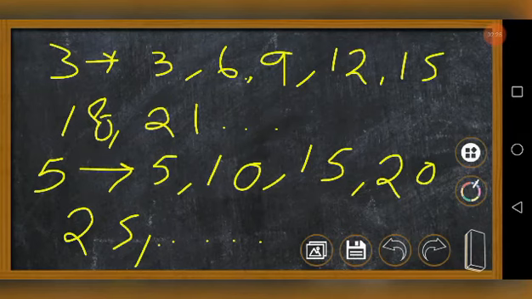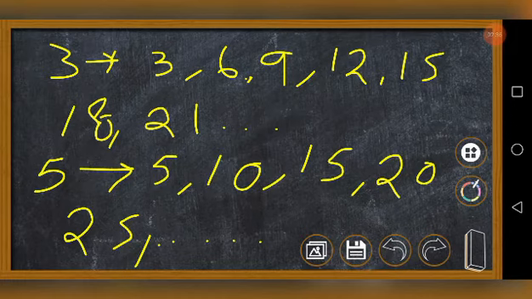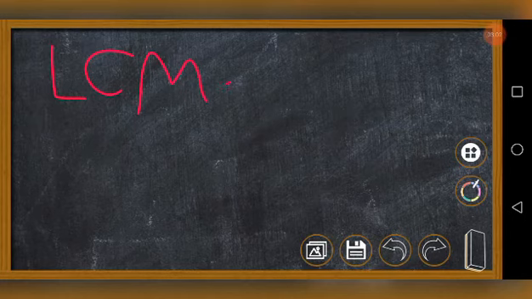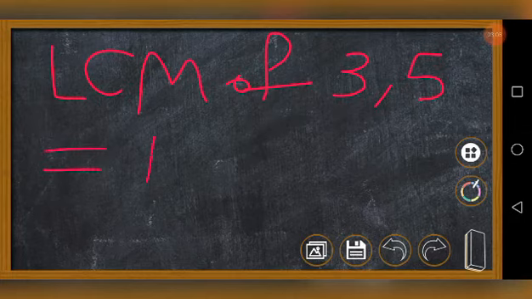Now, what is the least common multiple? The smallest number which is a common multiple of 3 and 5. Let's check. From the multiples of 3: 3, 6, 9, 12, 15, 18, 21. Let's look at the multiples of 5: 5, 10, 15, 20. So 15 is a common multiple of 3 and 5. So the LCM of 3 and 5 equals 15.